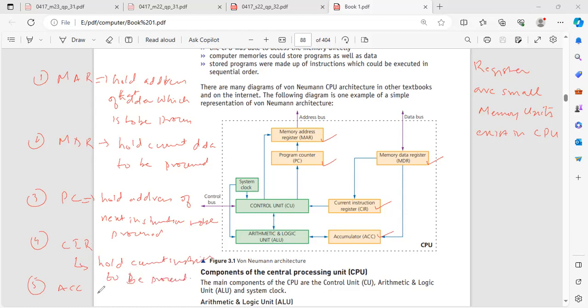And the accumulator, as I told you, here I am writing: accumulator holds the result of data. The CPU always stores the result in the accumulator, and from the accumulator it is transferred to RAM. Got the idea?